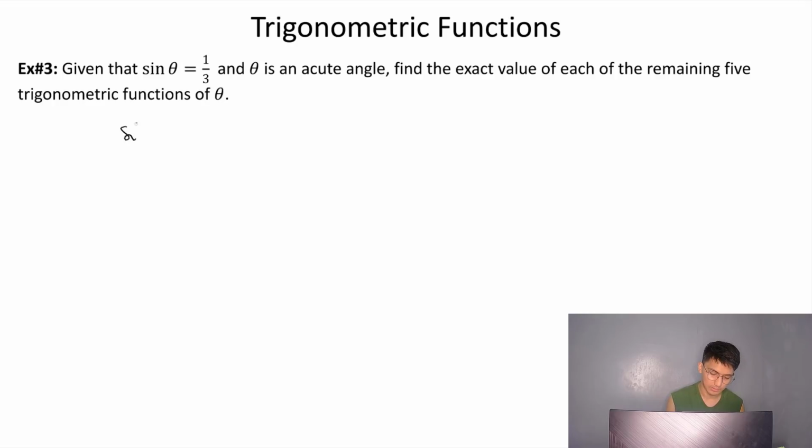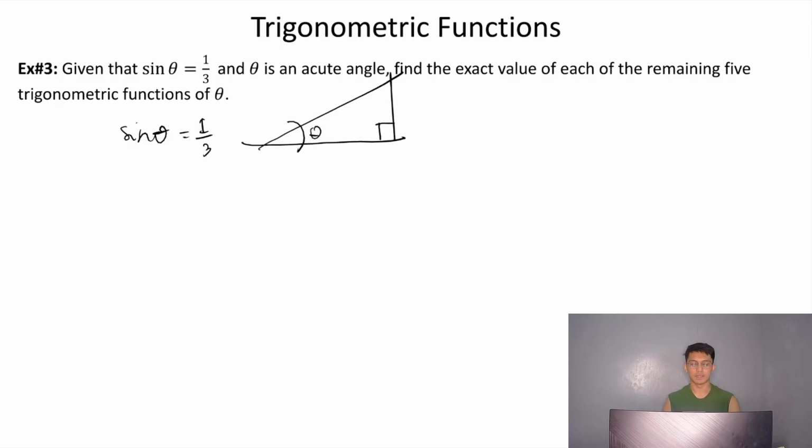Sine theta is equal to 1 over 3. So, we create or we draw a right triangle here. This is a right triangle and theta as an acute angle. Now, we have given sine theta kasi. So, alam na natin, sa sine, opposite over hypotenuse. So, 1 is the opposite and 3 is the hypotenuse. So, alam na agad natin yung dalawang sides na yun. This is the opposite. Let's write it as B, 1, and the hypotenuse as 3, denoted as C.